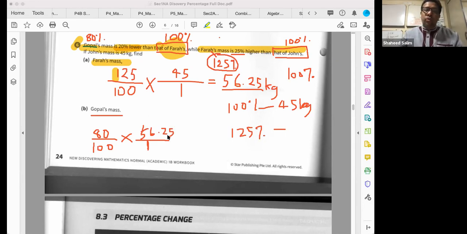And then you put it into your calculator and you can get your answer. Finish. That simple. It is that simple. It's 45 kg.